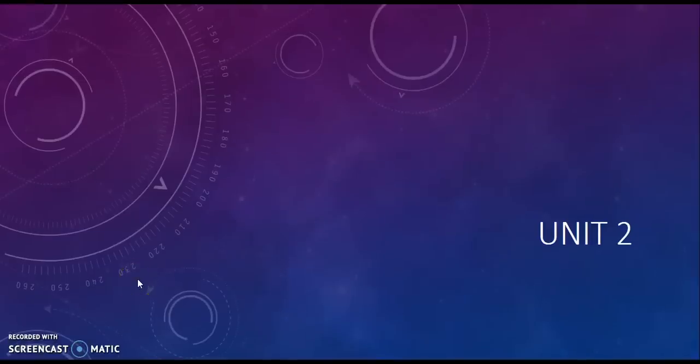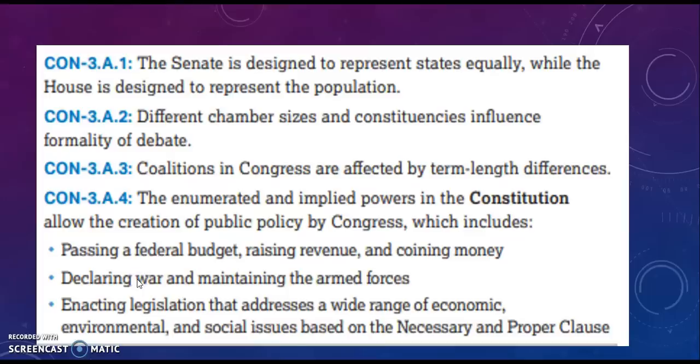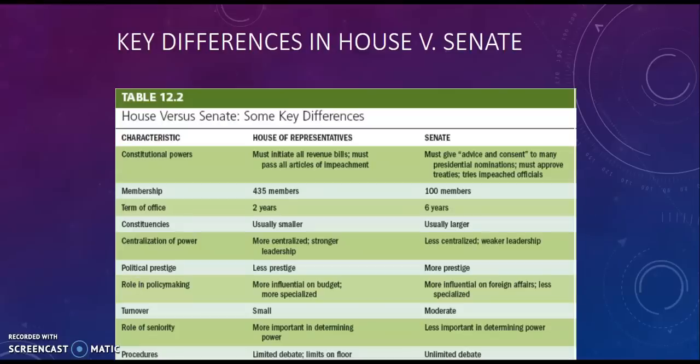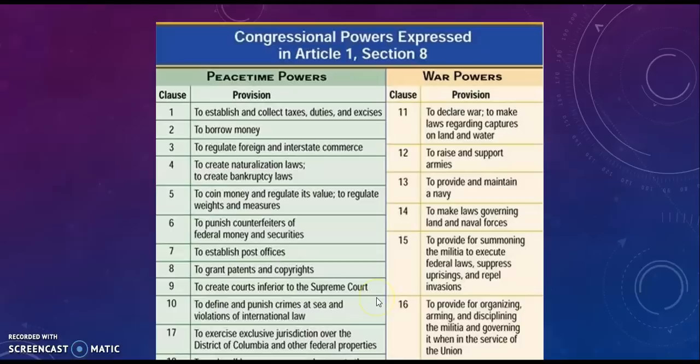All right, and now on to Unit 2. Let's go through this right now. And looking at the House versus the Senate, some very big differences here. Notice membership is going to be bigger in the House, smaller in the Senate. Notice the term of office, as well as some other important aspects here.